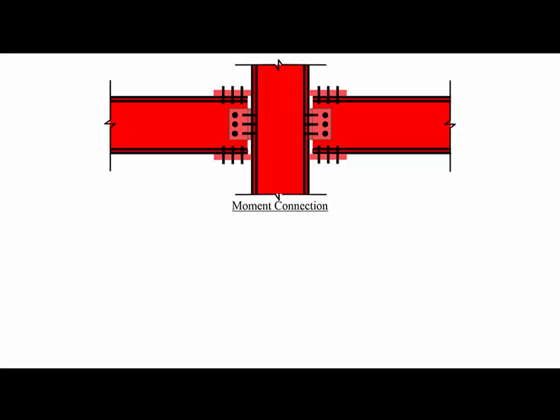In this case, for example, we have got a plate that is welded to the column, and then the beam is connected to the column by bolting the web of the beam to the column, and also bolting the flanges of the beam to the column. In this case, we have got a rigid or moment connection, which results in the fact that the frame can take lateral forces.